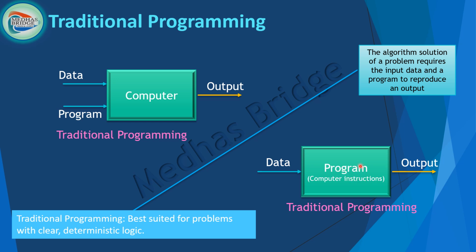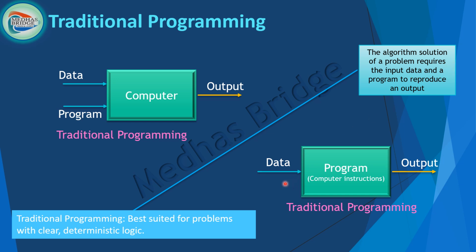So this program requires some sort of inputs, right? A program takes an input, processes it and produces an output. That's why I can represent it as a computer taking data as an input and a program as an input, and then producing an output. That is the analogy that I'm saying. An algorithmic solution of a problem requires input data and the program to produce an output.